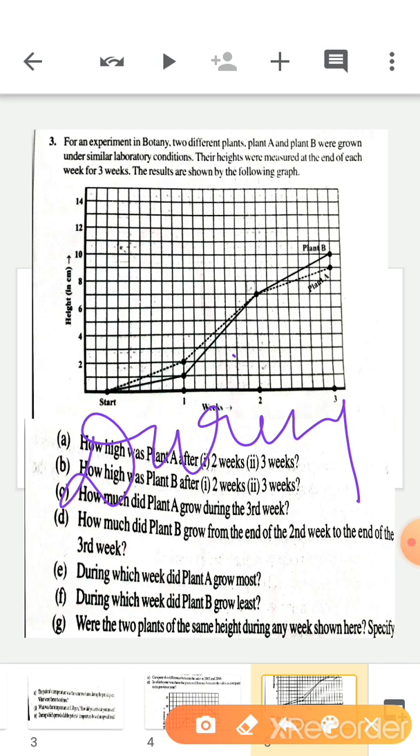So during the second week they are having the same height, because concentrate here, at this point plant A and plant B both are lying. So we can say that at the second week, plant A and plant B growth are the same.